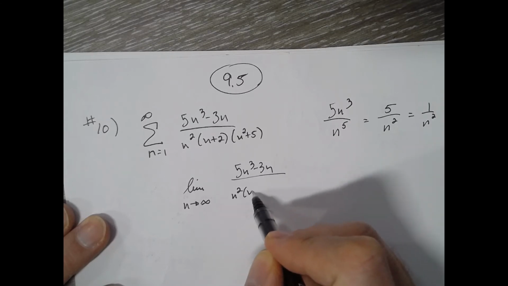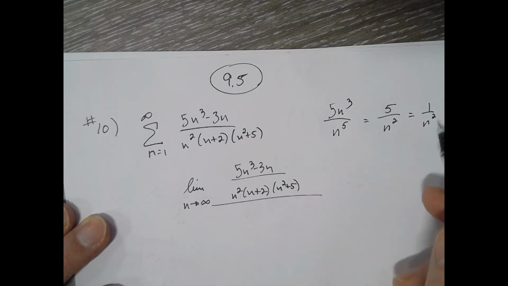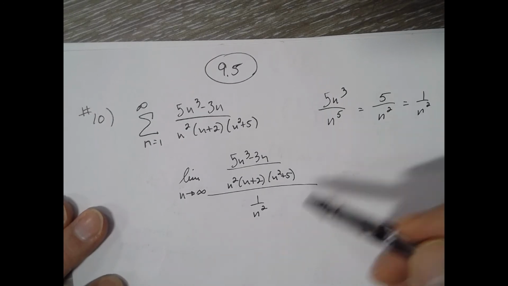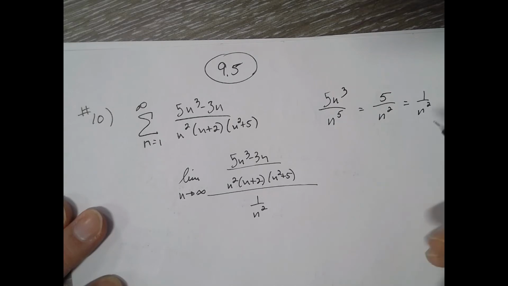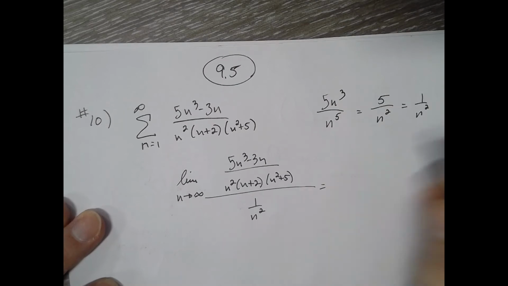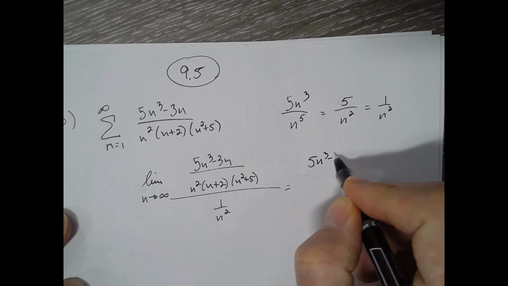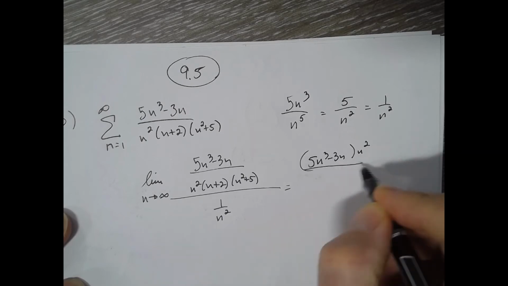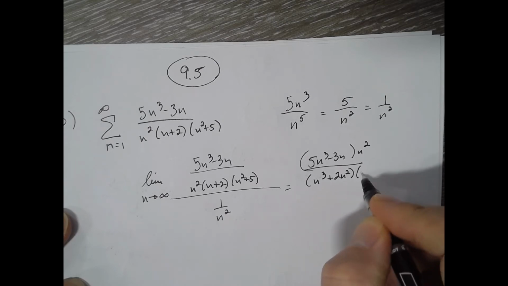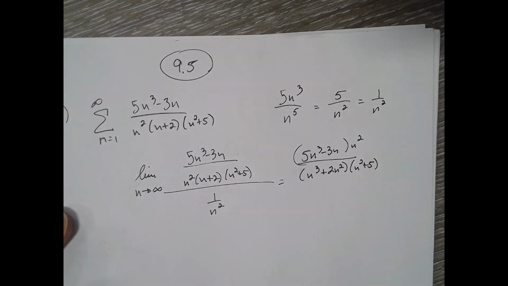that's not going to be much fun to figure out, over the model that we're going to compare it to. If this equals a number, then they're going to behave the same. Alright, so 1 over n squared, I can move that to the top, so I get 5n cubed minus 3n times n squared over, maybe I'll start distributing here. Alright, so n's going to infinity.